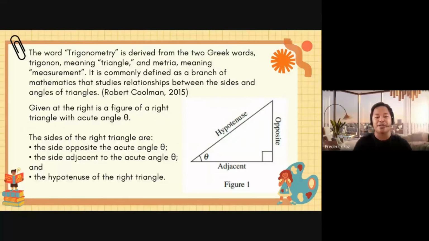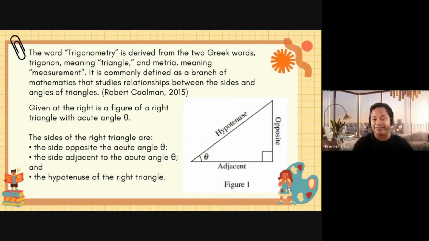The word trigonometry is derived from the two Greek words trigonon, meaning triangle, and metria, meaning measurement. So it is commonly defined as a branch of mathematics that studies relationships between the sides and angles of triangles, according to Robert Coleman of 2015.